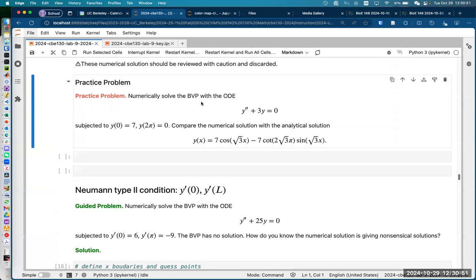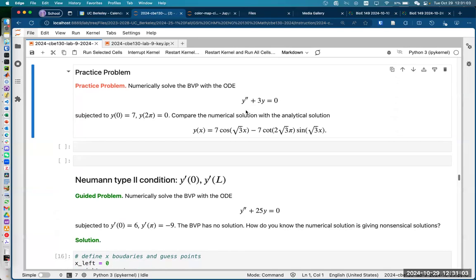Okay, and you can try this practice problem to code up solve_bvp. I highly encourage you to code it up from scratch instead of just copying and pasting, because this will be important in your final exam.